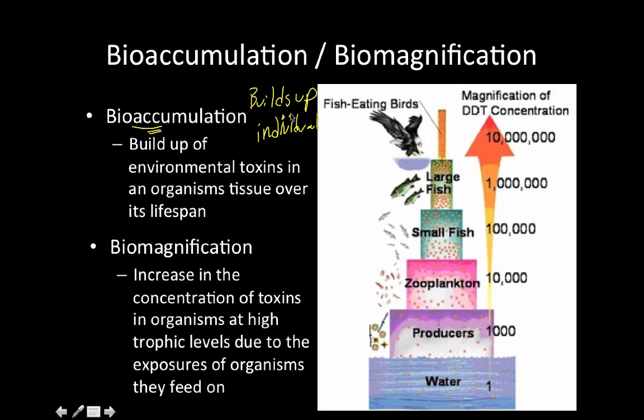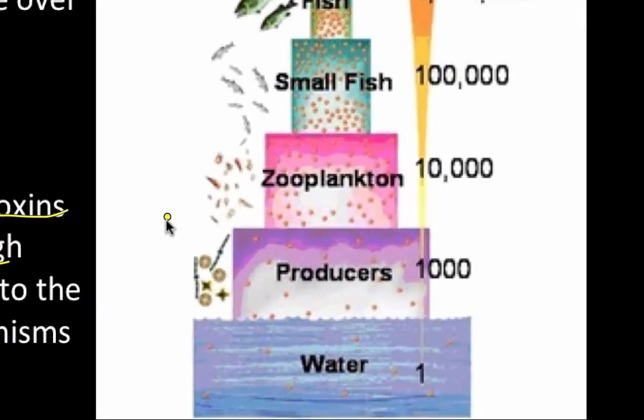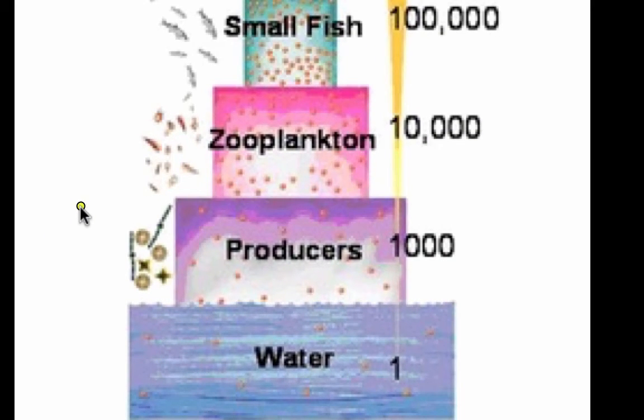So if you were exposed to a toxin in your life, it would build up in your tissues over your lifespan. Biomagnification is the process of an increase in toxins at high trophic levels. So the ones that are most likely to experience the highest concentrations of toxins are the things up at the top. And the reason for that is at this level of producers, we have accumulation of toxins.